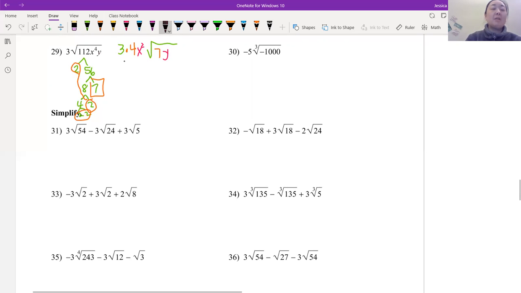So let me clean this up. So 3 times 4 is 12. X squared is going to be positive, so we're good. And this is just going to be 7y. So we do not need any absolute values. I'm absolutely sure. That's all we got.